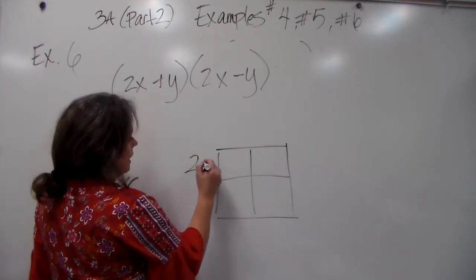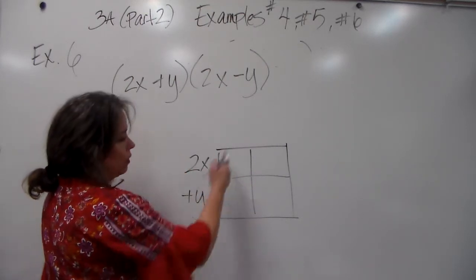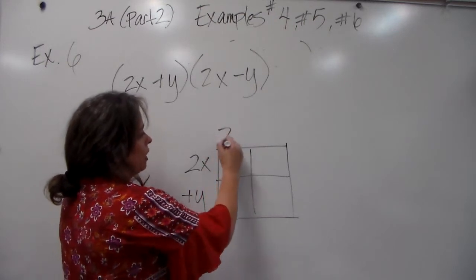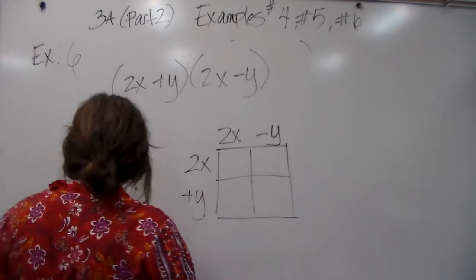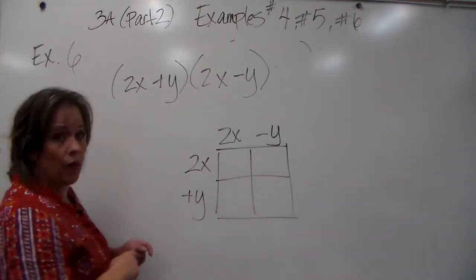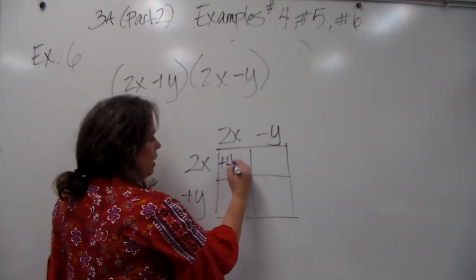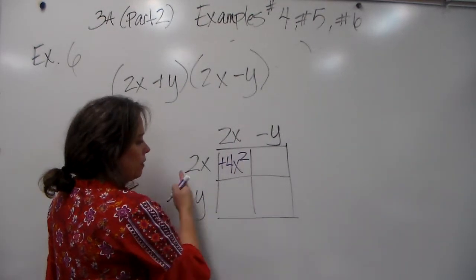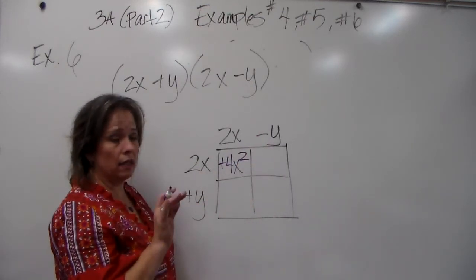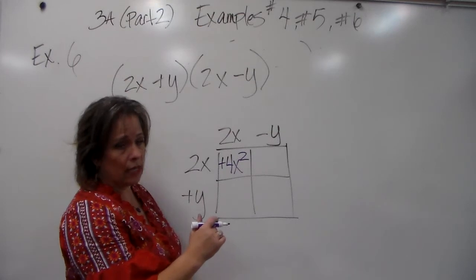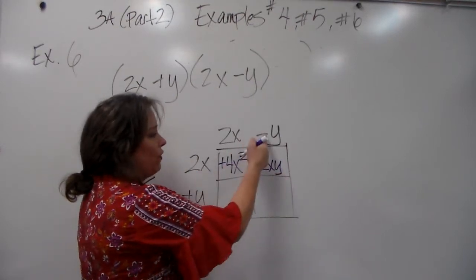Our terms will go down from our first polynomial, and it doesn't matter which one goes for the rows and for the columns. We could do it the opposite way, but they do go on the outside of our box when we're multiplying. Okay? And now we'll do that multiplication step. So 2x times 2x will give us a positive 4x squared. Negative y times a positive 2x, that's a different base. So we can't just add exponents like we've been doing.